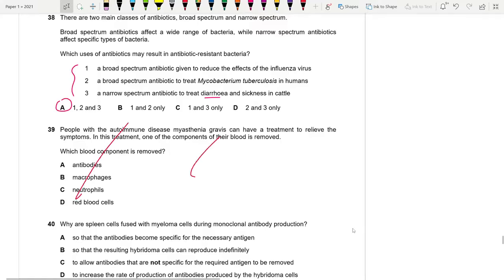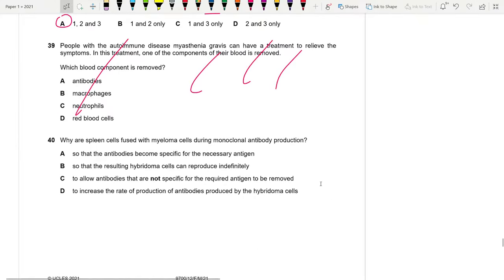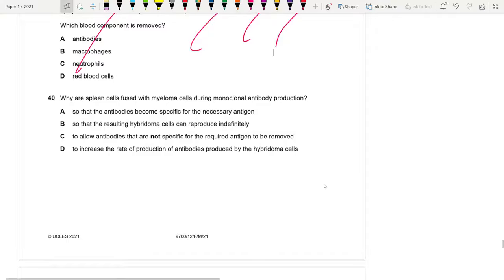Autoimmune diseases not in the syllabus anymore. 40. Why are spleen cells fused with myeloma cells during monoclonal antibody production? Okay, so basically, what do we do to form the hybridoma cells? We fuse cancer cells and the lymphocytes, basically, right, to get the hybridoma cells, the clones.